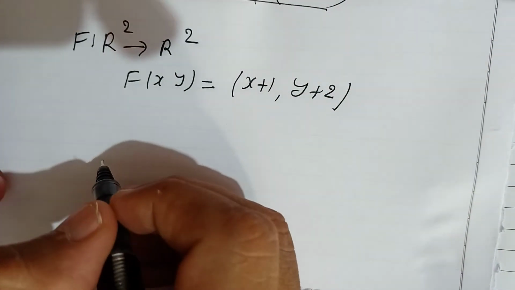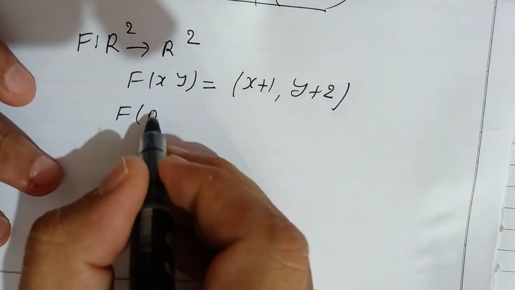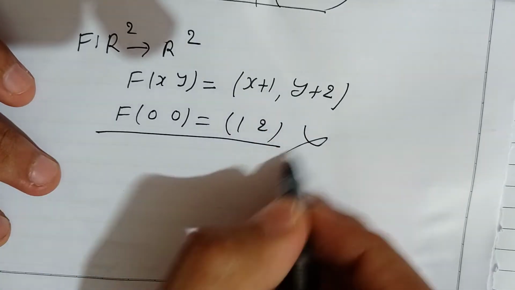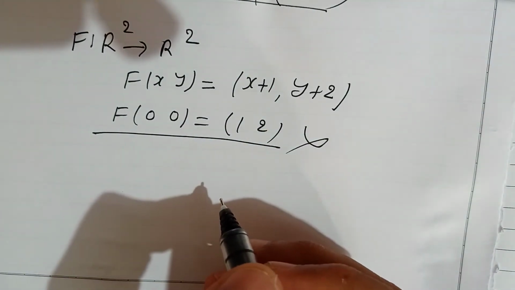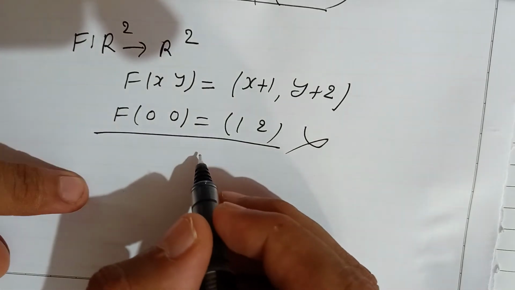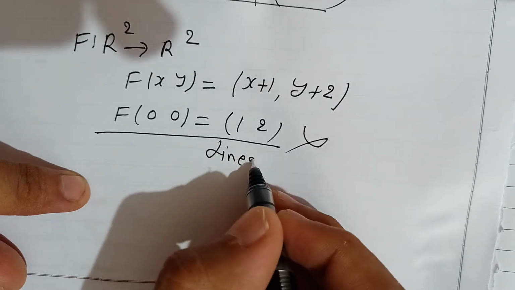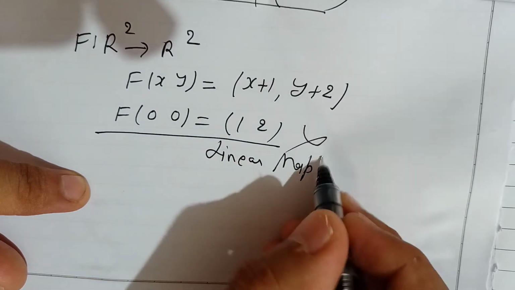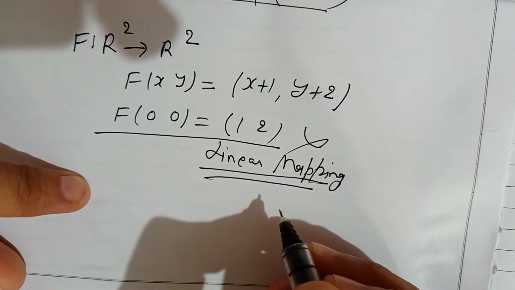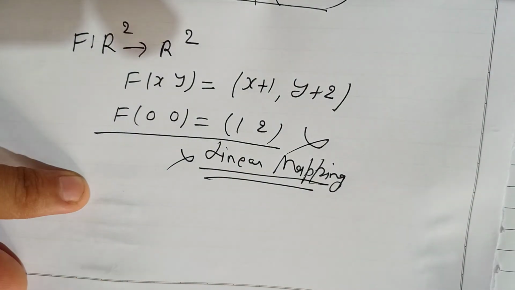So here we'll apply the first property, that f of (0, 0) equals (1, 2). So this is, the image of the zero vector is not a zero vector. So this is not a linear mapping. Immediately we write this given mapping is not a linear mapping, because that property, the image of the zero vector should be the zero vector in a linear mapping, is not satisfied. So this given mapping is not a linear mapping.